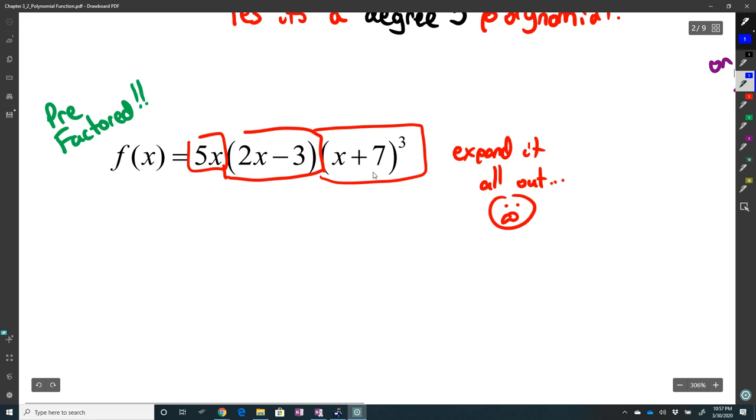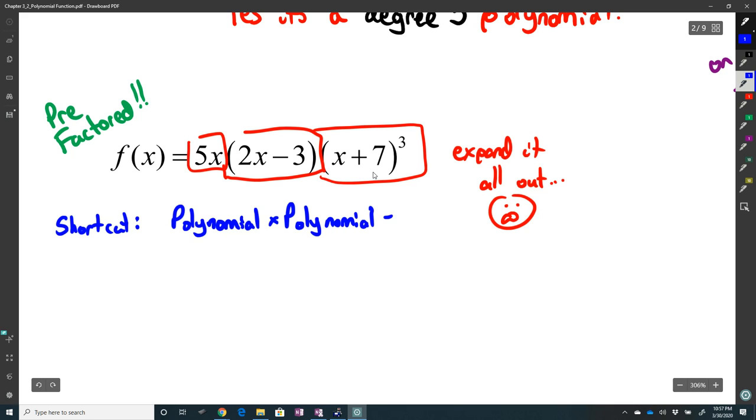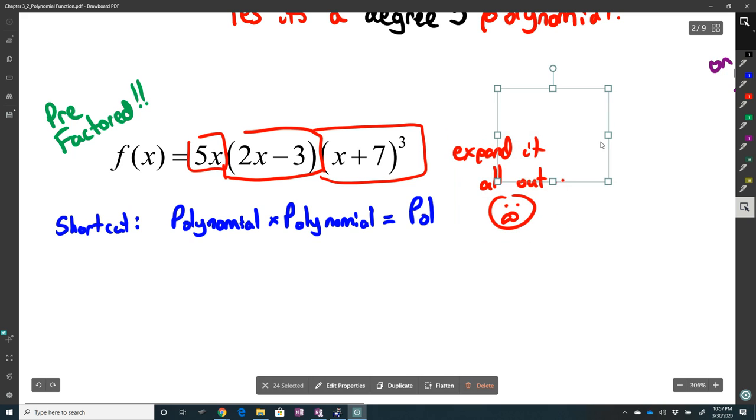And the shortcut, or a cool idea, is that a polynomial times a polynomial is equal to a polynomial. And that's what we're going to do. It saves from having to expand everything out.